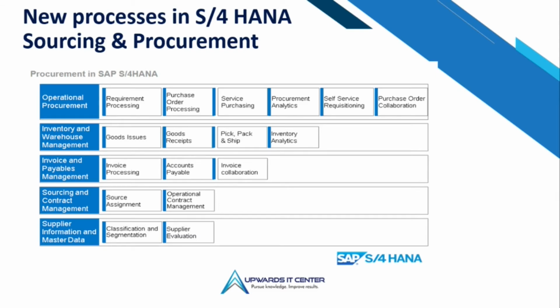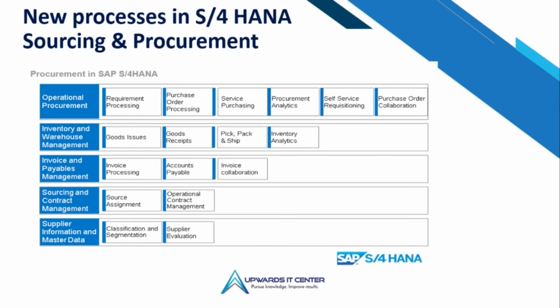Purchase order collaboration is the integration with Ariba Network to confirm and create purchase orders. Inside inventory and warehouse management, we have the processes of goods issue, goods receipt, pick, pack, and ship, and inventory analytics. Also, we have reports specific for inventory analysis.